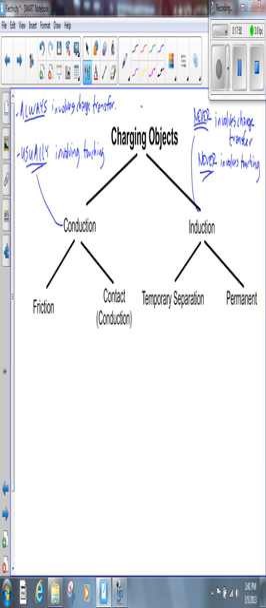Now let's break conduction down into two subcategories, friction and charging by contact. Charging by friction involves rubbing two things together. For instance, rabbit fur and a piece of plastic that I have up here. If I rub the rabbit fur against the plastic, then both of them will gain a charge. Electrons are being transferred from the rabbit fur to the plastic, making the plastic negative and the rabbit fur positive. They've both become charged objects.